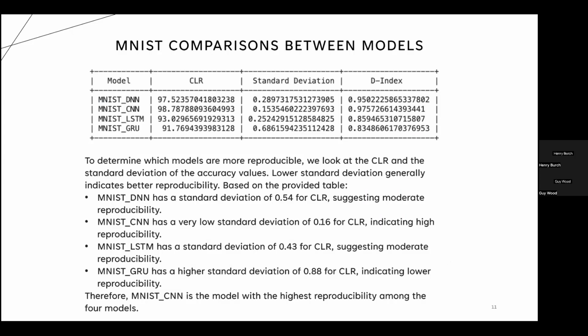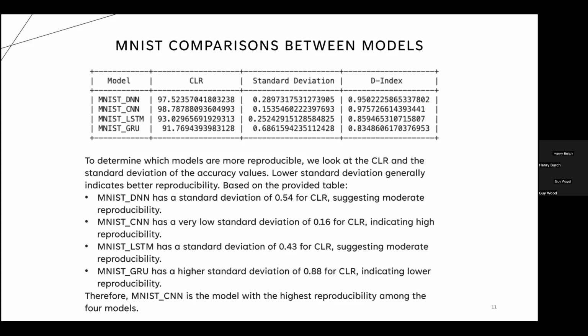So all the snippets of the models that we just talked about were just from our models on the normal data from the MNIST data set. So we also had to run these models for other data sets and also for different types of data for each one. But this right here is just a table of the results that I just talked about in the previous slides. So this is just a table that combines all this so you can easily see it. Now, the point of this project is to determine which models are more reproducible. And we do that by looking at the CLR and the standard deviation of the accuracy values. Lower standard deviation generally indicates better reproducibility.